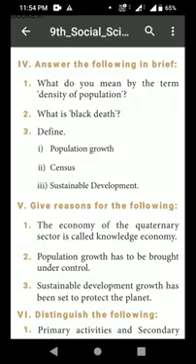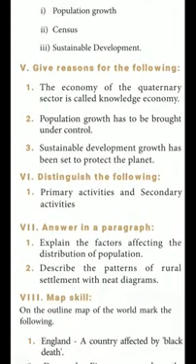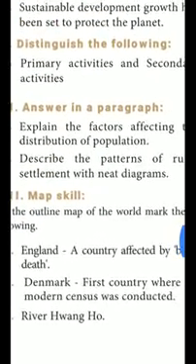Now, Roman number 7, answer in a paragraph. First question, explain the factors affecting the distribution of population. That one is on page number 212, under the heading distribution of population.